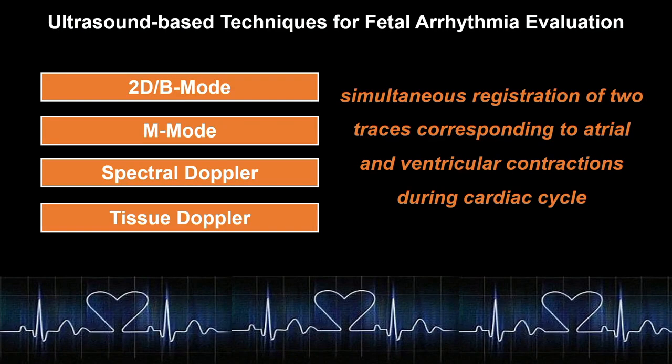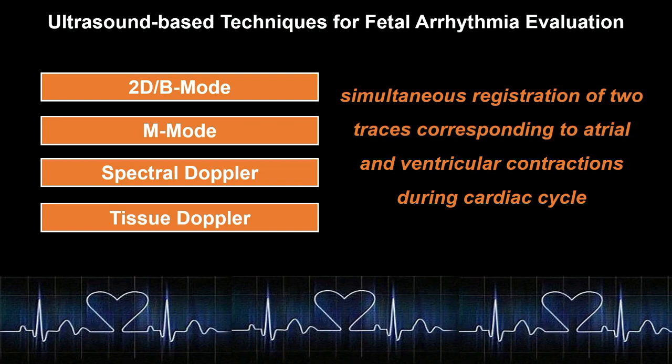I think that the assessment of the cardiac rhythm is one of the most challenging tasks, in particular if you work in MFM settings, because this is very different from just looking at structural anomalies. Here I want to demonstrate the ultrasound-based techniques that can be used for assessment of the rhythm. The main principle is that you need to achieve simultaneous registration of two traces corresponding to the atrial and ventricular contractions during the cardiac cycle.